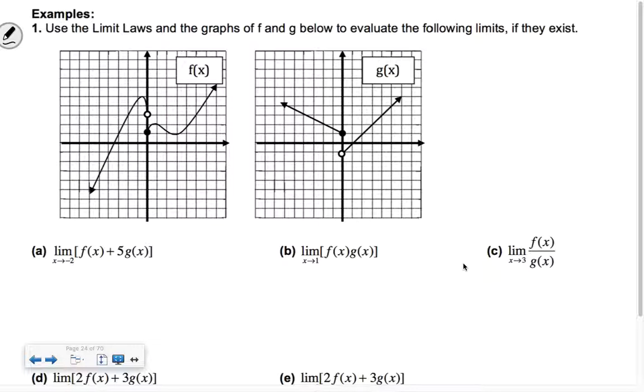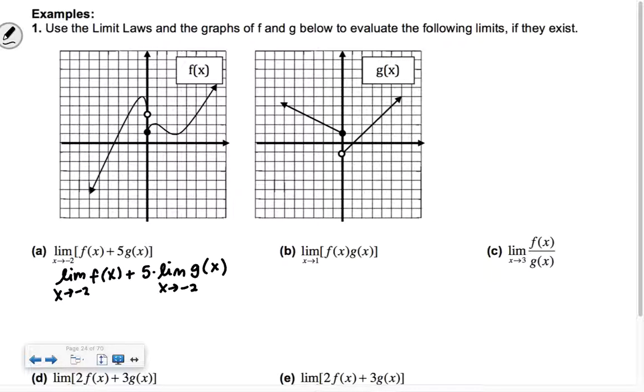So if I have the limit as x goes to -2 of f of x plus 5g of x, I'm first going to realize that what that's asking is the limit as x goes to -2 of f of x plus 5 times the limit as x goes to -2 of g of x. It looks like that. Does that make sense? It's pretty basic. I used to spend like seriously 20 minutes just talking about limit laws, and I was like, no, it's pretty basic.